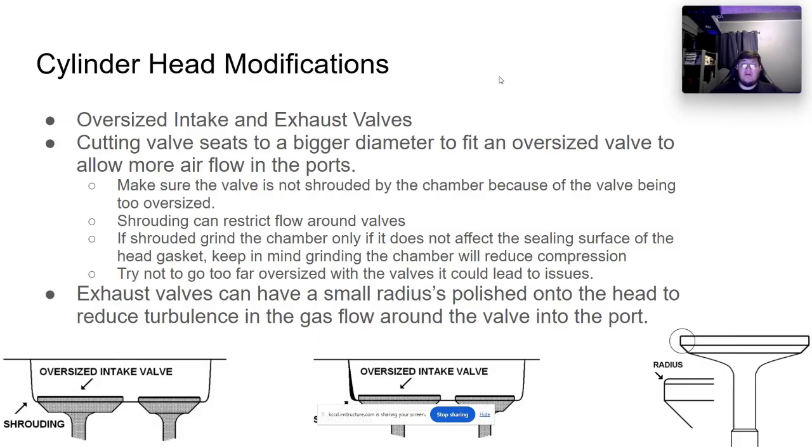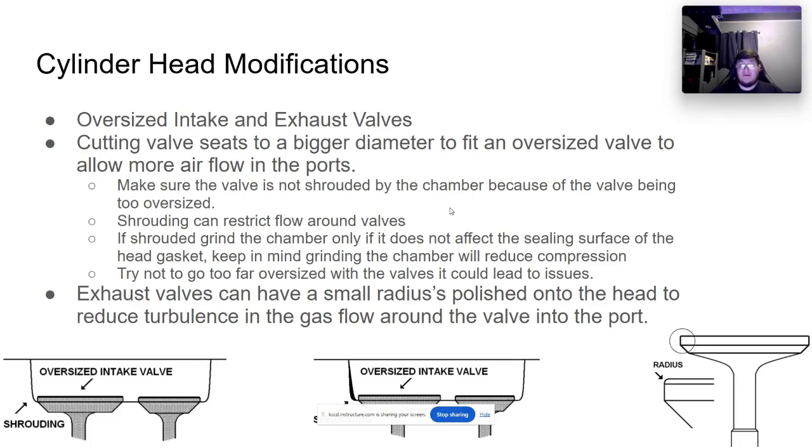Another way of increasing VE is by modifying the cylinder head with oversized intake and exhaust valves. That means you will have to cut the seats bigger on your cylinder head to fit the diameter of the oversized valves to allow more flow in your ports. When doing this, make sure the valve is not shrouded by the chamber because the valve is too oversized. Shrouding can restrict the flow around the valves.